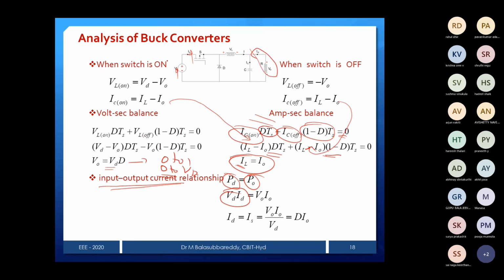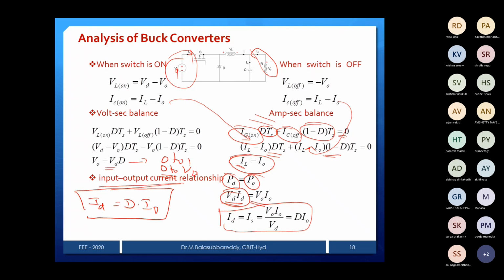These two are multiplied. You can multiply these two here. Then VD ID is equal to V out I out. From this we can get ID, the input current, is equal to D times I naught. What is the difference between these two? Anybody? V out is equal to VD into D.